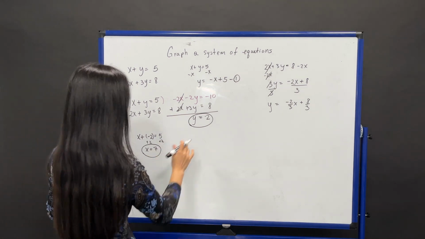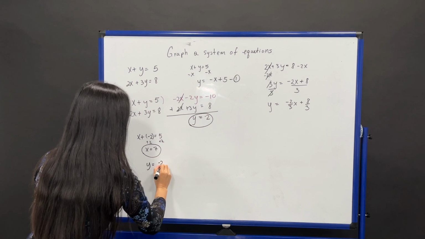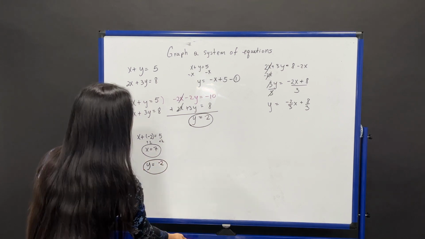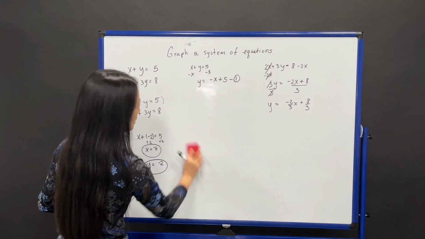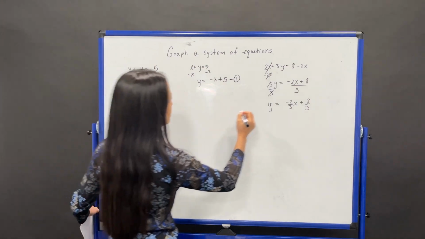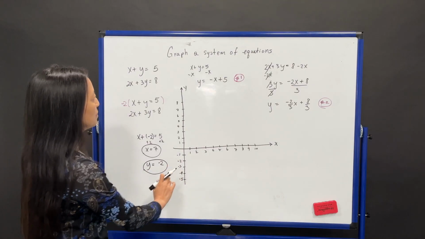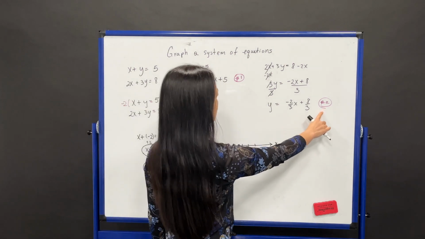I'm going to clean this up a little bit. I'm going to move this down here where we have the solution. y is equal to -2. Get rid of this because I need the space. Let's graph these two equations. We have our graph here, and we're going to graph equation 1 and equation 2.